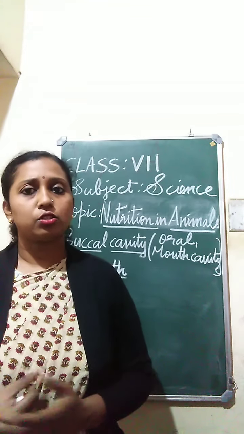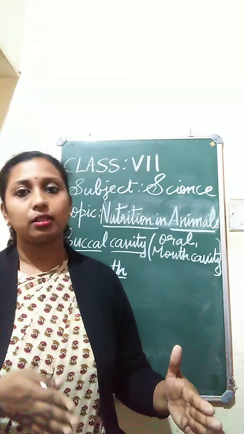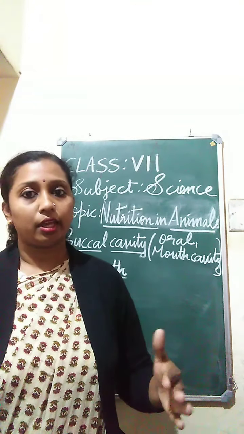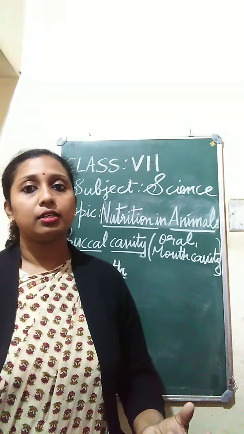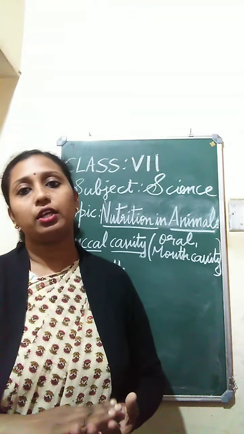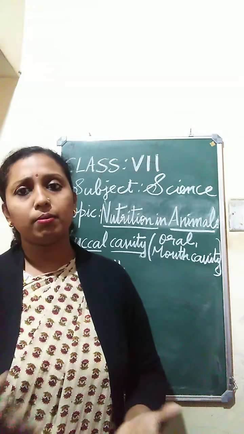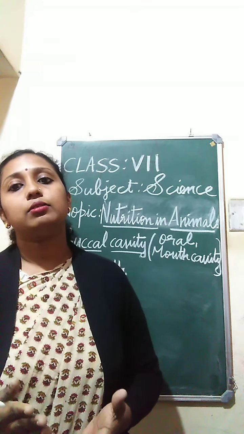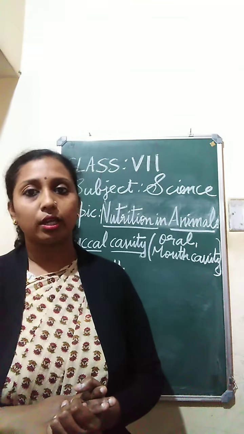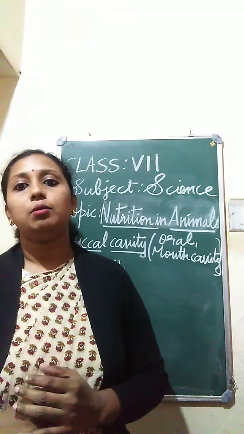In smaller classes you have studied that there are 2 sets of teeth: milk teeth and permanent teeth. Between the ages of 6 to 8, the milk teeth fall off and are replaced by the second set, known as the permanent teeth. How many are there? Milk teeth are 20 in number and permanent teeth are 32 in number. Here we are going to study the permanent teeth.